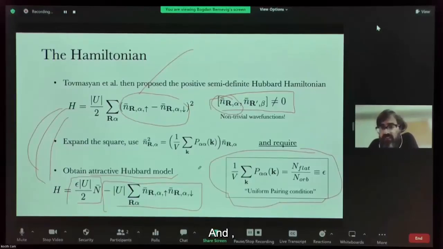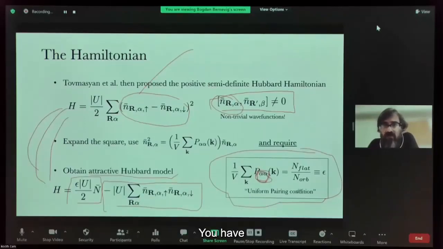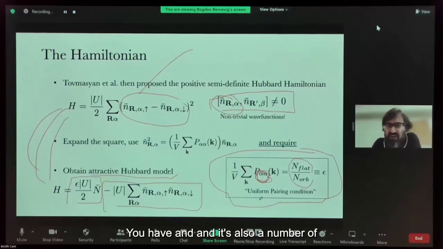Now, as I said yesterday, this uniform pairing condition tells you that the projector, irrespective of the orbital alpha, the diagonal part of the projector, is the same, no matter which orbital alpha you have, and it's also the number of flat bands over the total number of orbitals in the system. Because if you sum over the number of orbitals, this should give you the number of flat bands.